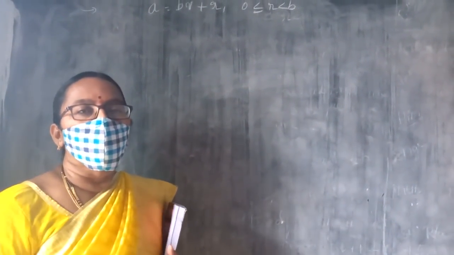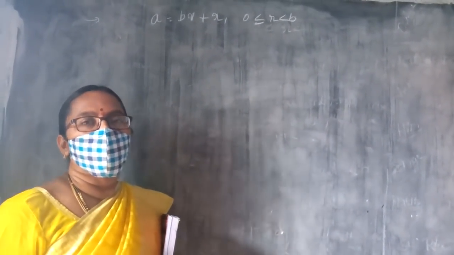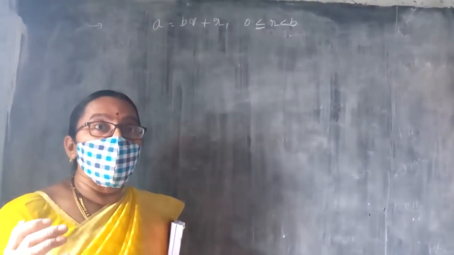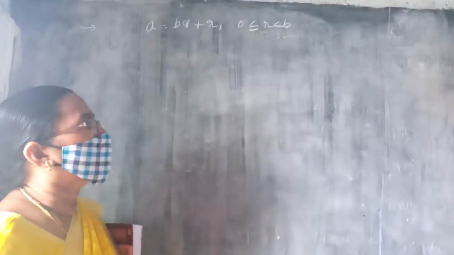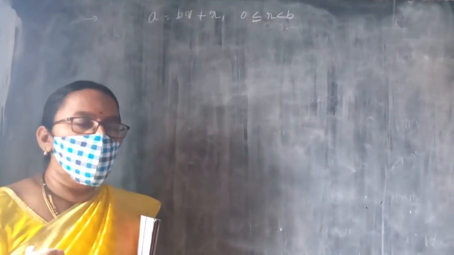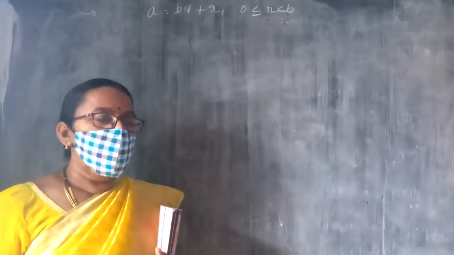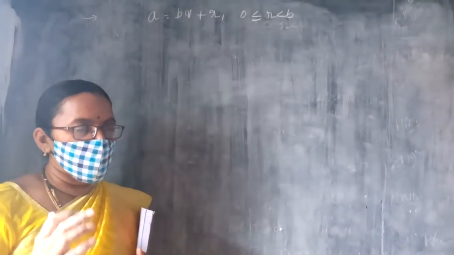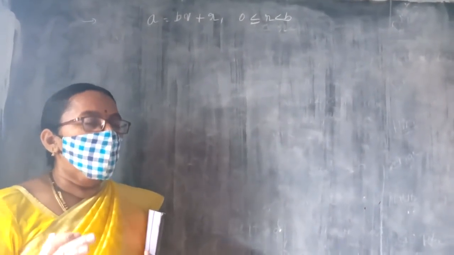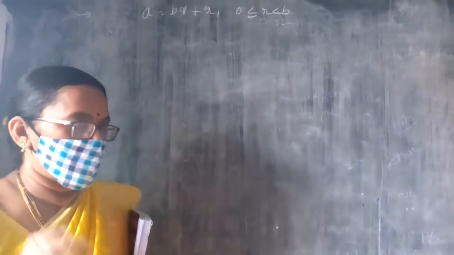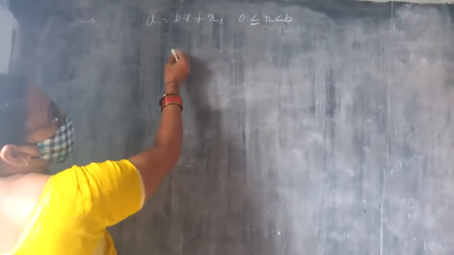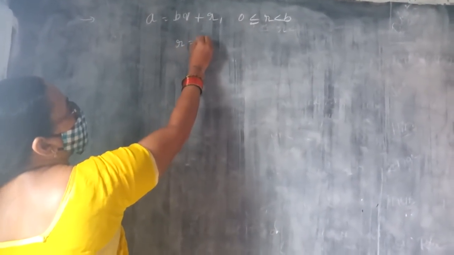It is used to find the HCF of large numbers in an easy way. What are the disadvantages of this Euclid lemma? It is not used for rational and irrational numbers. Okay, children. Suppose r equals 0.